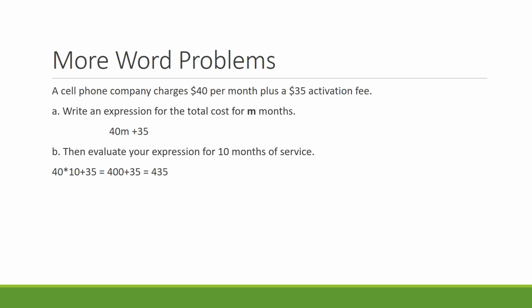40 times 10 plus 35. We know in our order of operations that multiplication will come before addition. 40 times 10 is 400. Then we add 35. The total amount is 435. 10 months of cell phone service will cost you in total $435.